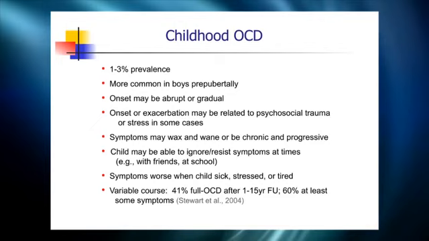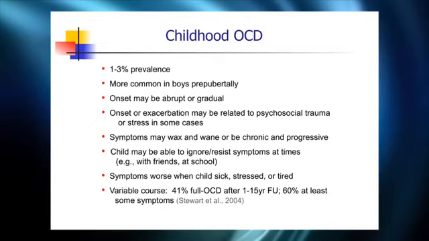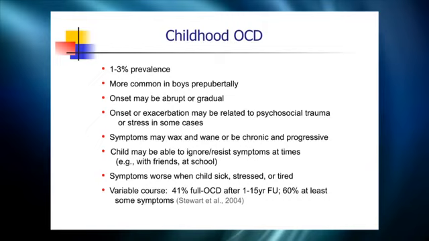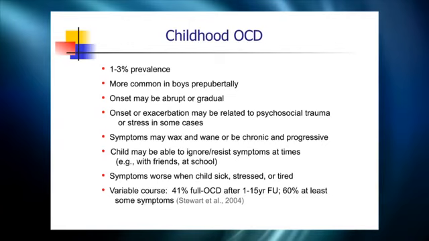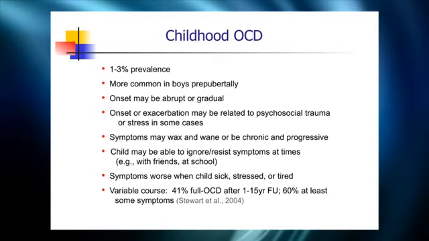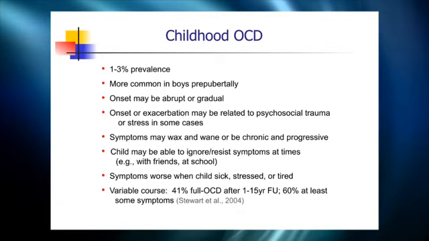Symptoms can wax and wane, similar to ADHD and other disorders. You tend to see a wax and wane, oftentimes in response to stress, fatigue, or illness. But most commonly, OCD symptoms tend to be chronic and progressive over time, if not treated. Related to this waxing and waning, kids may be able to ignore or resist their symptoms at certain times. If they're in public with friends, they may be able to resist the urge to ritualize. But typically, that's transient, and it's associated with a lot of stress.